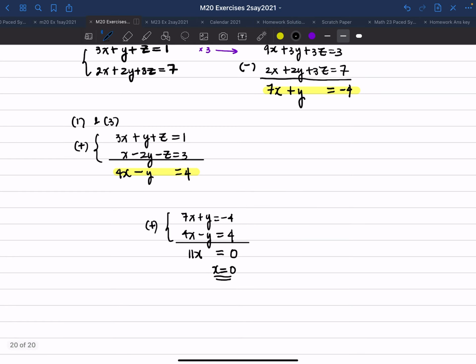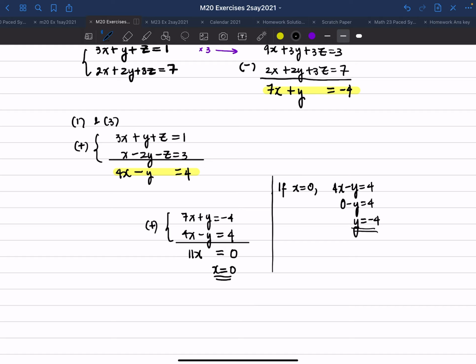And how do you get the other variables? So we will work backwards. So if you already have one value, you choose an equation which has two variables so that you can solve for the other one. So you can simply pick this. You can simply pick this one or this one. But I want to pick this. Okay? So, if x is 0, 4x minus y is 4. So, 0 minus y is 4. So, y is negative 4.